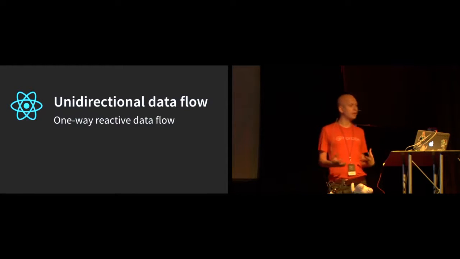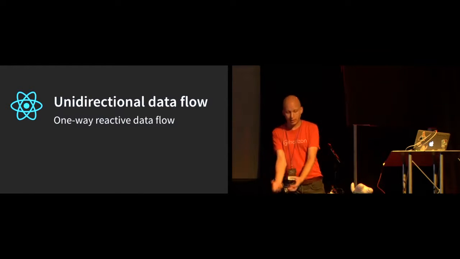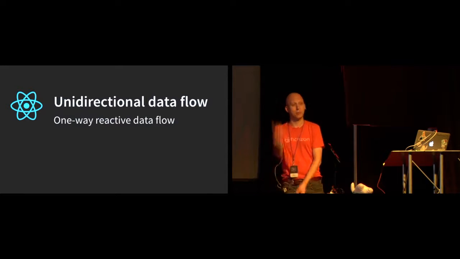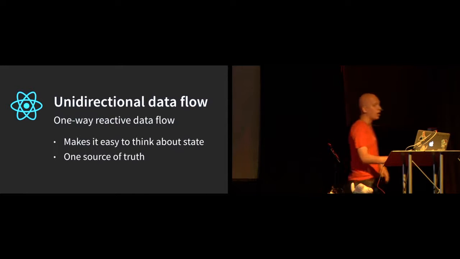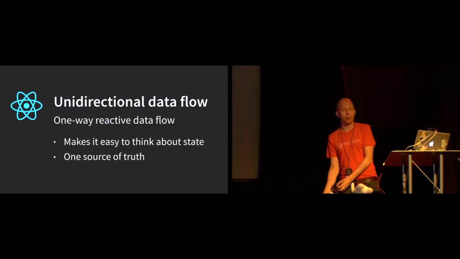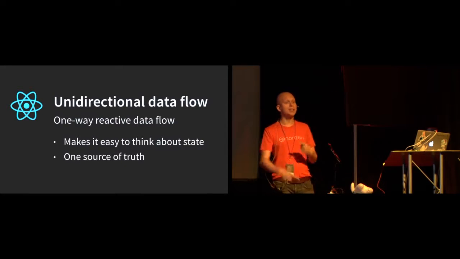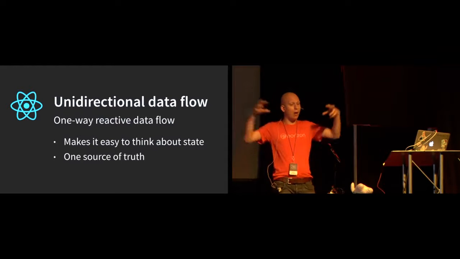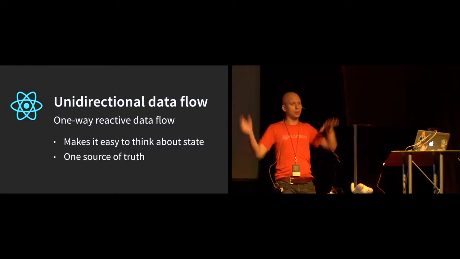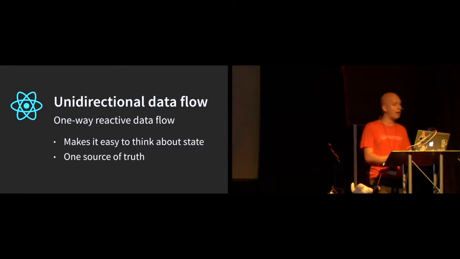Unidirectional data flow is one-way reactive data flow. Data starts from the bottom, state starts at the bottom, and then it ripples to the top. Because you have state starting from one location, it makes it easy to think about state. You have one source of truth, and as you update that source of truth, all of the stateful and stateless components above it will react and update themselves to adjust to the new reality.